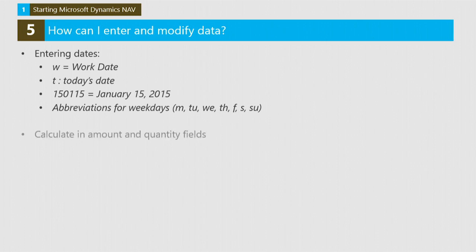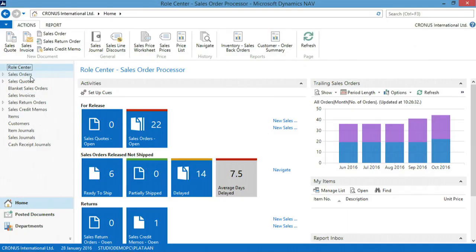Now also something which is very interesting is that you can calculate in amount and quantity fields. So if you want to make simple calculations such as multiplying, dividing, adding and so on, you don't have to use your calculator. You can just do these calculations in NAV itself. And there's also the filter as you type function. Also here a very useful function that you can use to very easily enter items, customers, vendors, resources and so on. So here in the application, let's start with having a look at how we can enter dates.